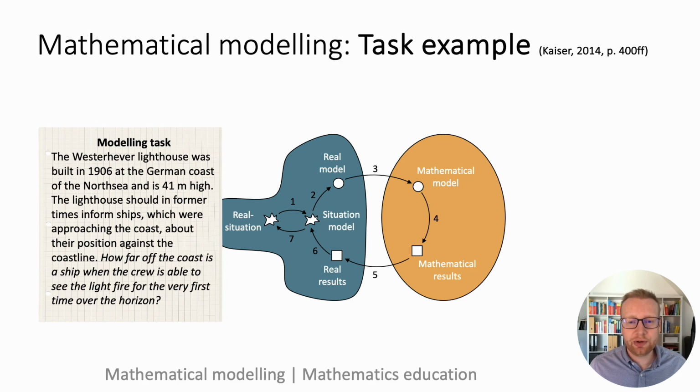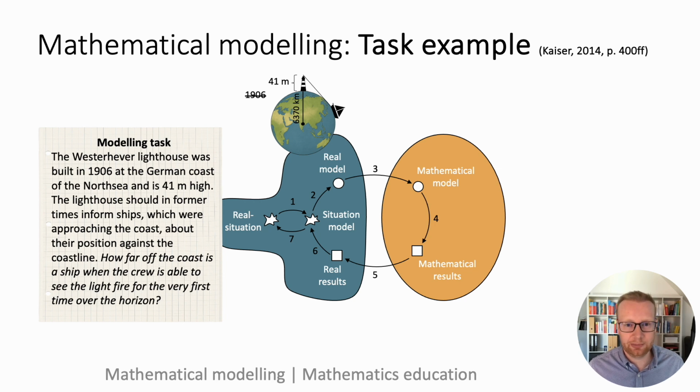Once we have understood the task, we need to make some assumptions and simplifications in order to be able to complete the task successfully. First, we assume that the Earth is a perfect sphere with a radius about 6,370 kilometers. Furthermore, we assume that the light shines from the highest point of the lighthouse. That means at the height of 41 meters above sea level. We also assume that the crew on the ship are at sea level. When structuring the data, we notice that we do not need the year the lighthouse was built.